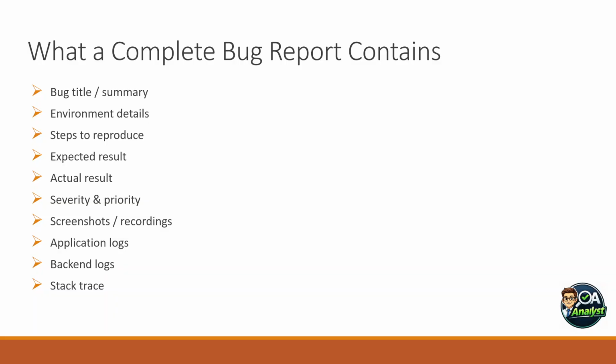The next is application logs. Application logs show what the system was doing internally. They capture errors, exceptions, failures. Even if you do not fully understand logs, attaching them helps developers identify the issue faster. In many companies, bugs without logs are sent back immediately. So that's why you should attach the application logs, the backend logs and stack traces.